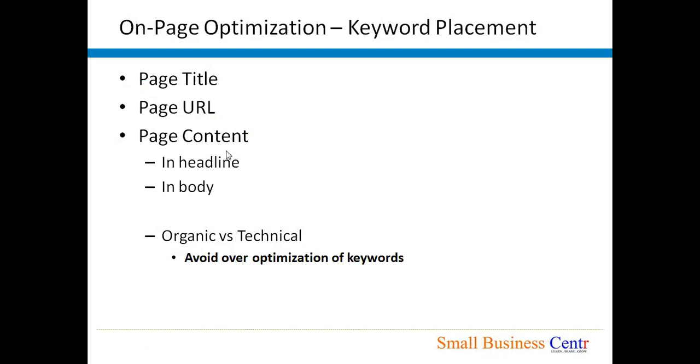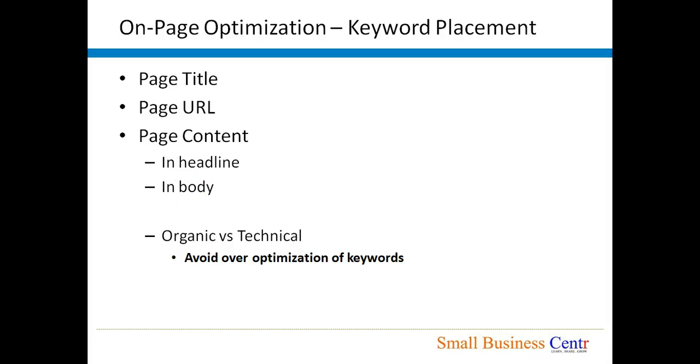Once you have figured out what your keywords are, what do you do with them? Where on your page should these keywords go? And there are several places that are important. The first one is page title. Make sure that your keyword is on your page title. The next is page URL, and by the way, this is in the order of importance that I'm telling you. So make sure the keyword is in your page title, make sure that the keyword is in your page URL, and then of course make sure that the keyword is in the page content, in particular both the headline and the body of the content itself.